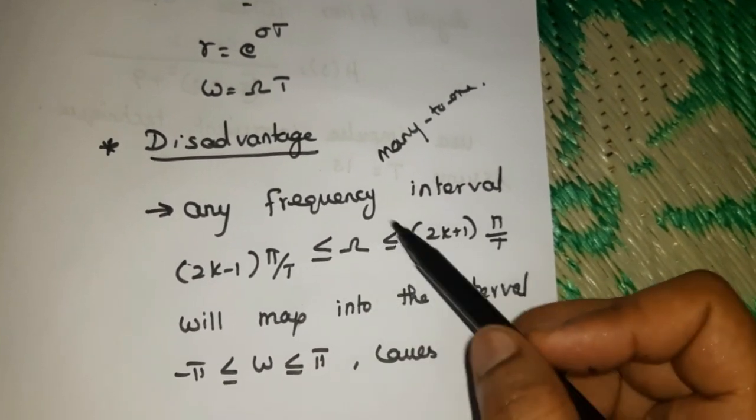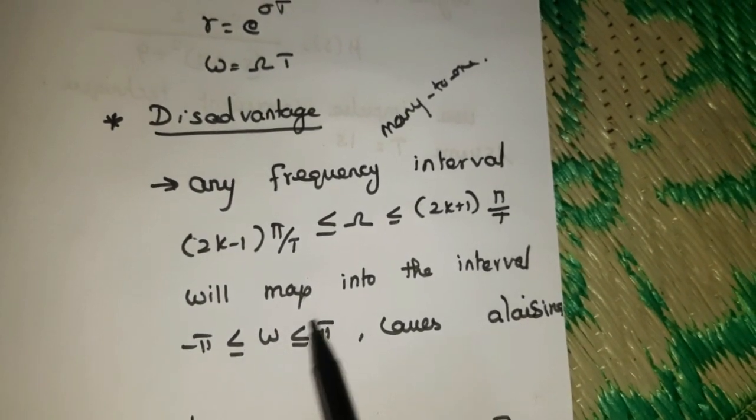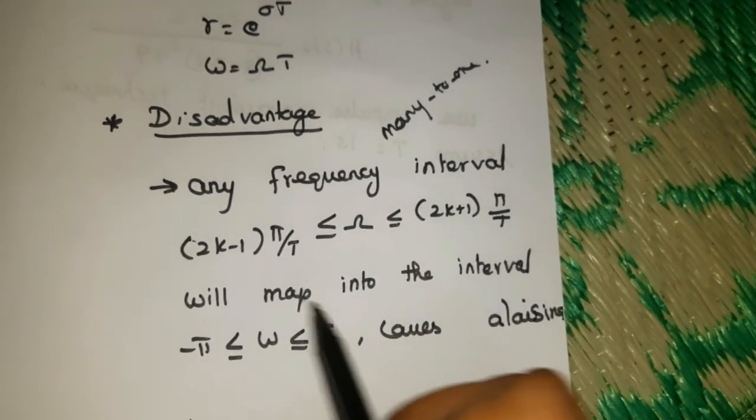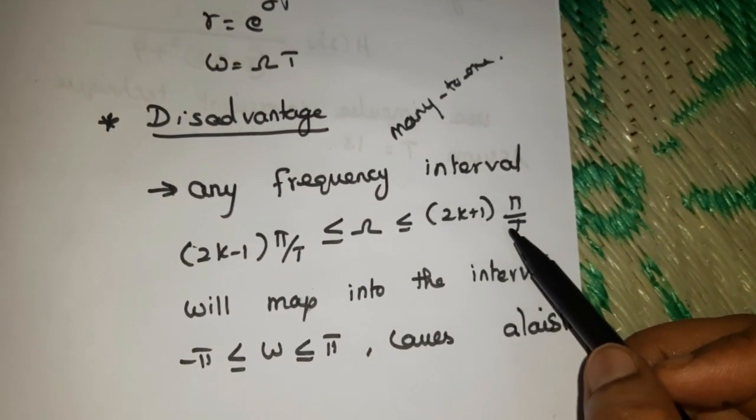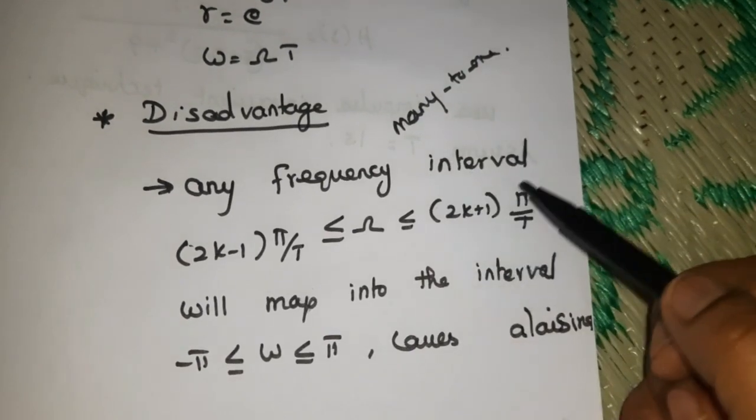integer. These values are mapped into the interval minus pi to pi in omega. So this causes aliasing. So this is the disadvantage of this method. So we cannot design a high pass filter using this method.